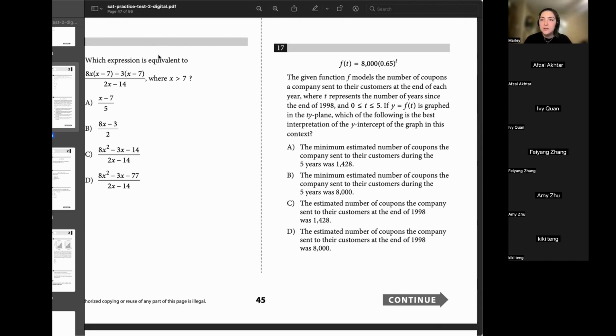D, that's correct. Sometimes the question's gonna be harder than other times. It depends on the answer choices. A and B are not really describing what a y-intercept is, so those answer choices wouldn't really make sense. The y-intercept in this case would be when t is equal to 0, and when t is equal to 0, we get 8,000. So that's the number of coupons when t is 0, and when t is 0, that's the end of 1998. So that's why D is our best answer choice for a question like this. I'm gonna share back to the PowerPoint.